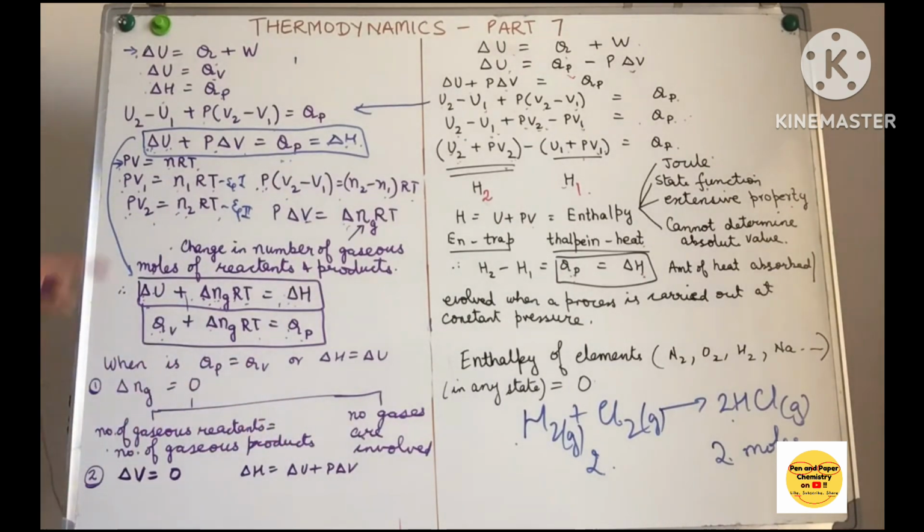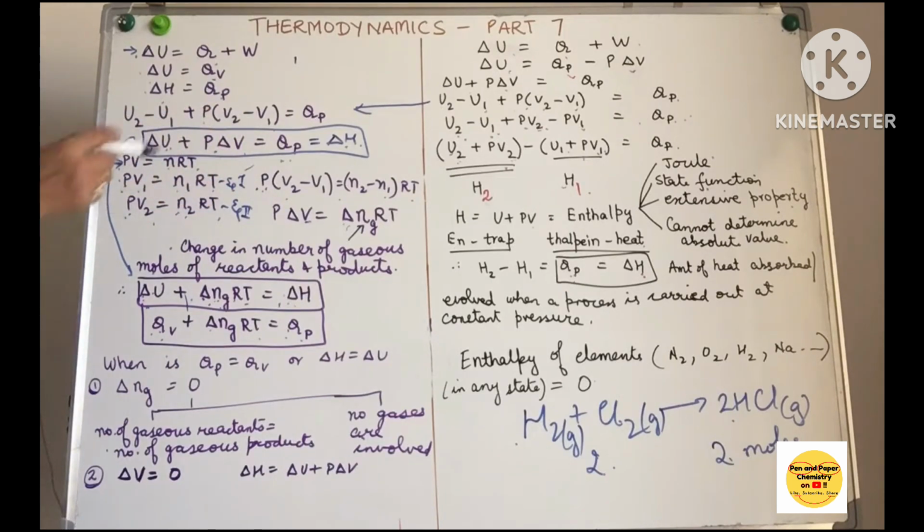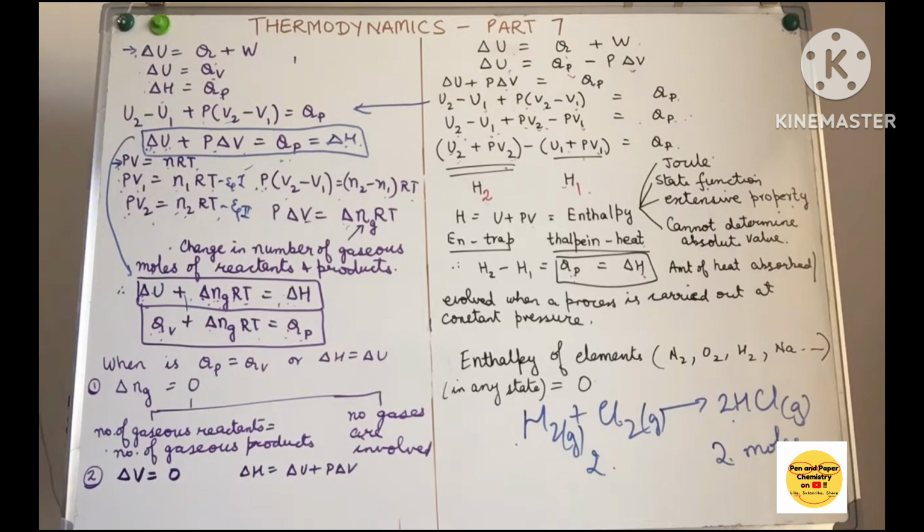There's another third possibility. Come back to delta U plus P delta V is equal to delta H. Try and recall when can work done be 0. Yes, when there is no change in the volume, delta V is equal to 0. In such circumstances also, delta H becomes equal to delta U. Now, when is delta V equal to 0? When there is no change in volume, the process is being carried out under isochoric conditions. You are carrying out the process in a sealed vessel so that there is no change in volume.